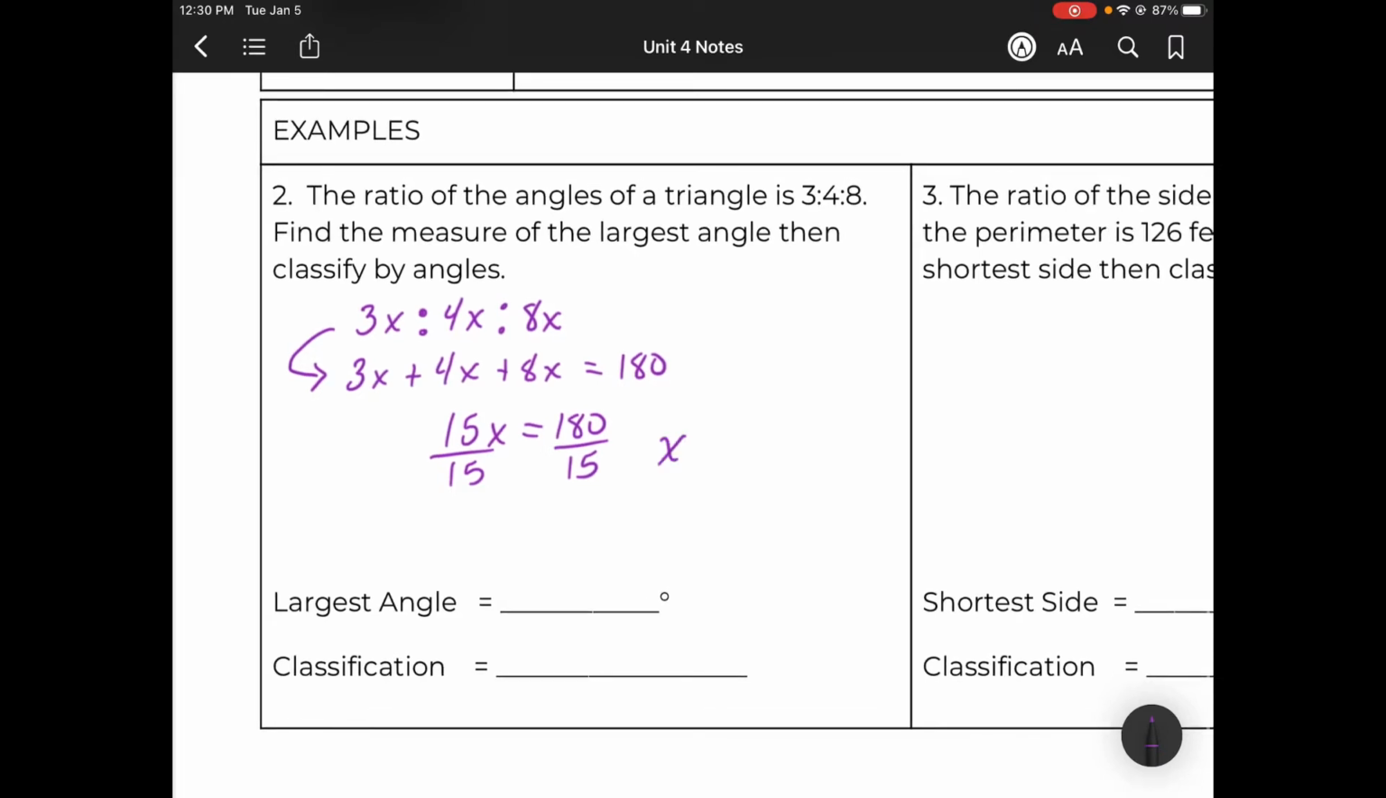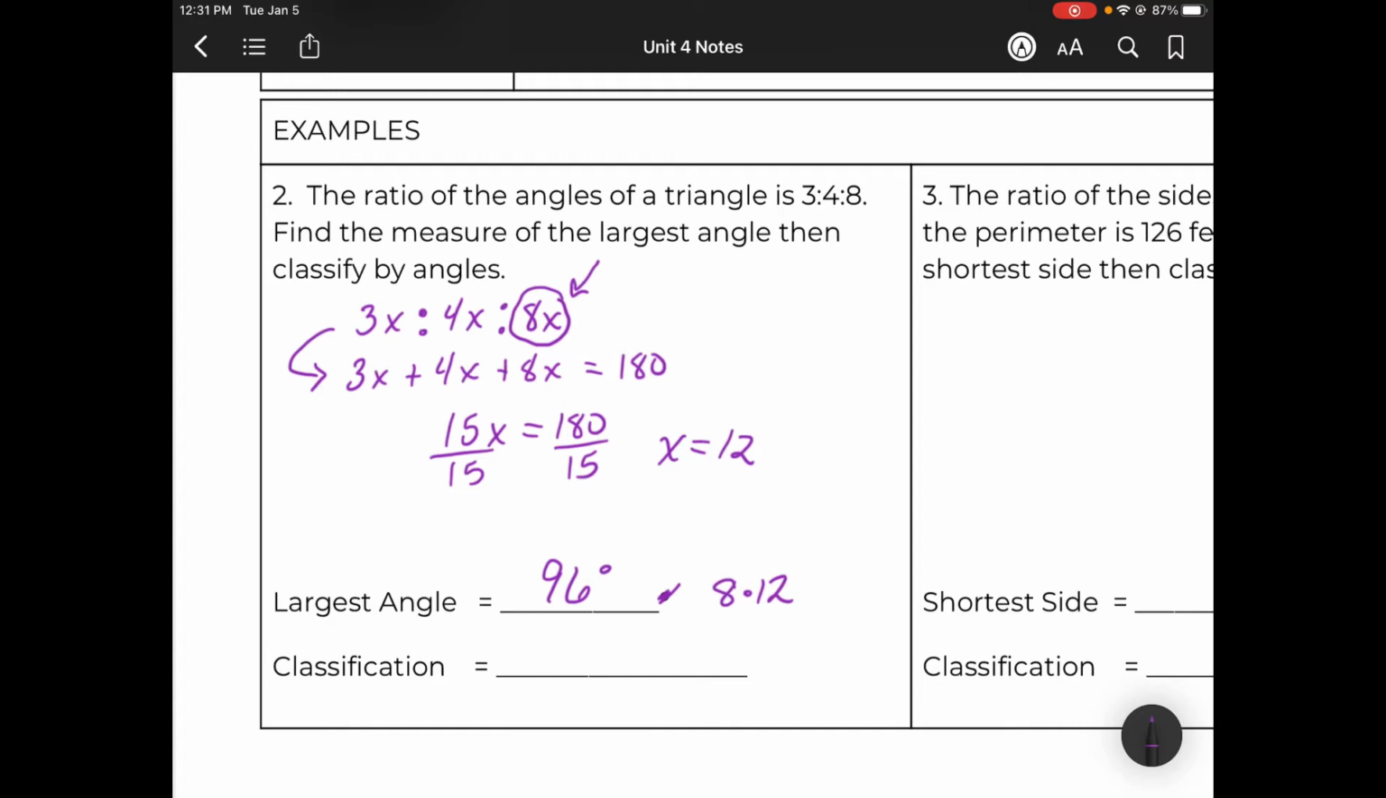And we get that x is 12. Now, we do all that to be able to answer the question that they request. Find the measure of the largest angle, and then classify the triangle by its angle measures. This part of the ratio represents the largest angle because it's the largest factor. And so all I have to do to find the largest angle measure is do 8 times 12. And 8 times 12 is 96 degrees. There's already a degree symbol there, but we don't need that.